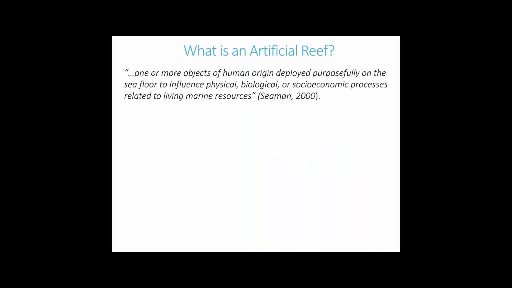So when you think about what is an artificial reef, it's kind of a broad definition. Seaman in 2000 said, an artificial reef essentially is one or more objects of human origin deployed purposely on the seafloor to influence physical, biological, or socioeconomic processes related to living marine resources. This has been expanded to obviously freshwater, as I mentioned, but also to brackish and estuarine habitats.